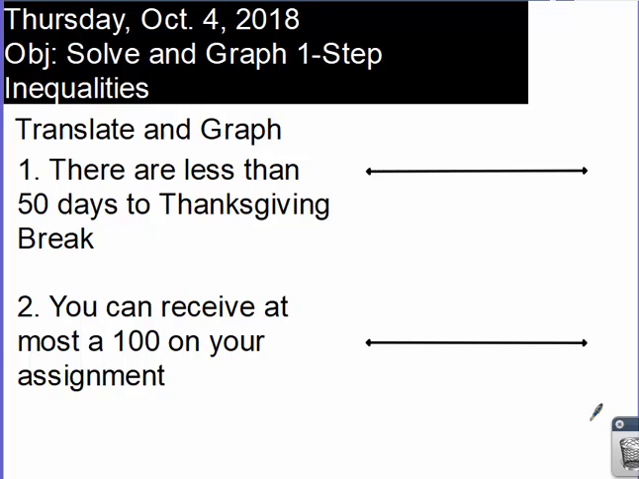What I'd like for you to do is read each statement and write an inequality statement with that, and then we're going to graph it. So the first one says, there are less than 50 days to Thanksgiving. And that is a true statement because right now we've only got 43 days until Thanksgiving break.